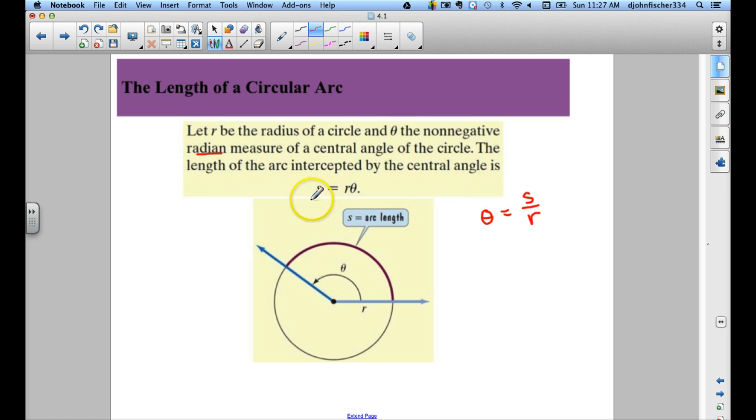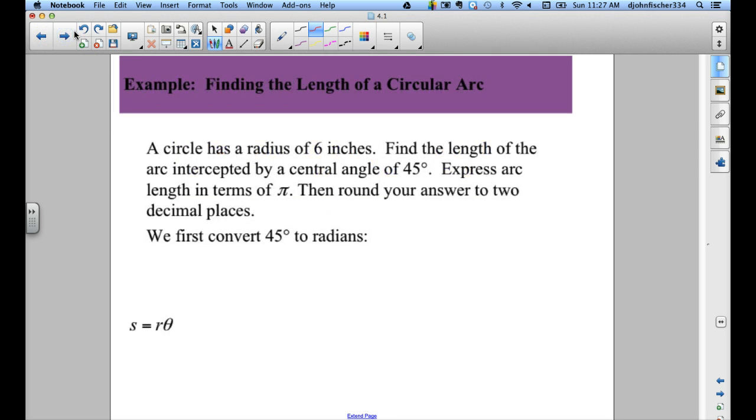So what this formula says is, to find my arc length I need to take my radius times my angle when it's in radians. So for example, it says a circle has a radius of 6 inches. Find the length of the arc intersected by the central angle 45 degrees. Express your length in terms of pi, then round your answers to 2 decimal spots. I'm not going to worry about the 2 decimal spots right now because I know you can do that. We first convert 45 degrees to radians, so we're going to multiply 45 degrees by pi over 180.